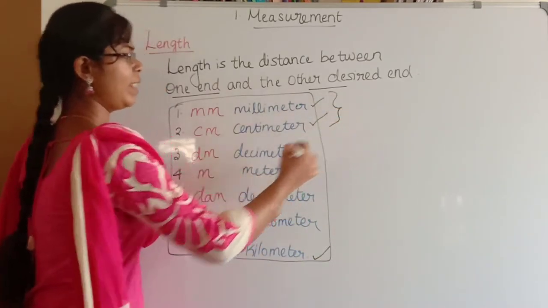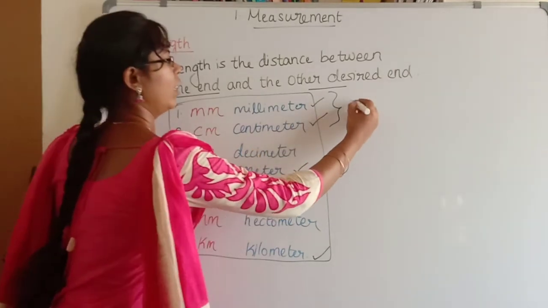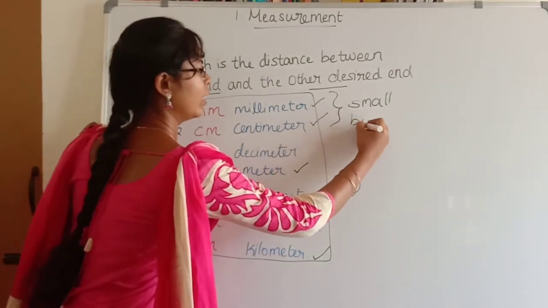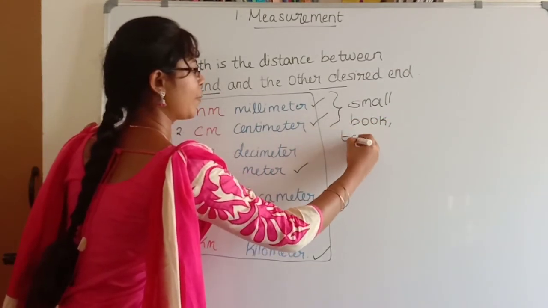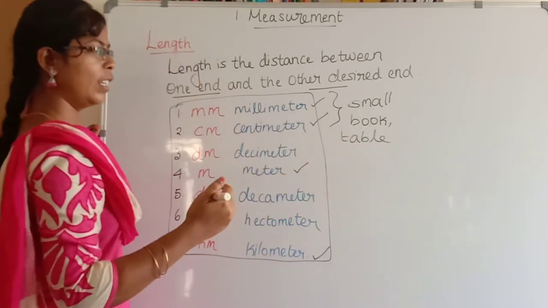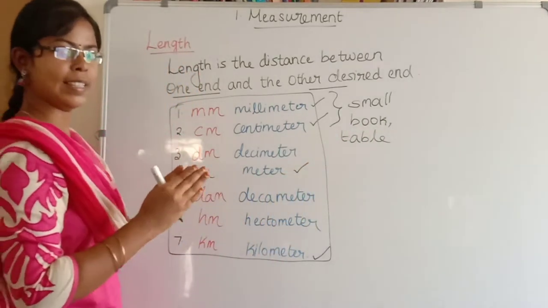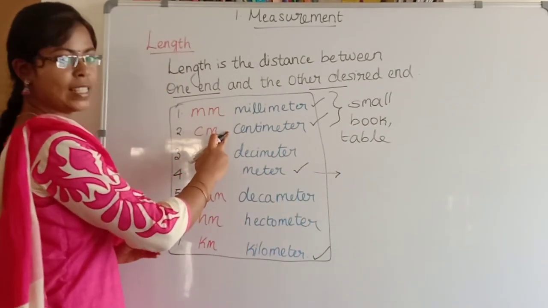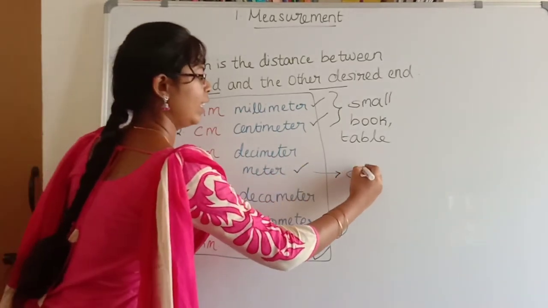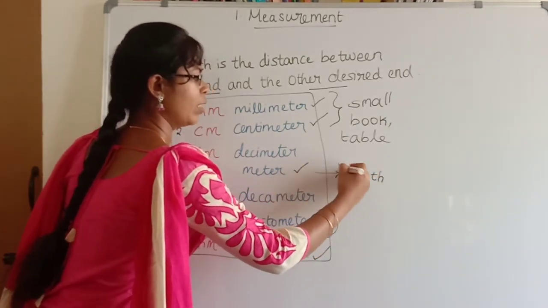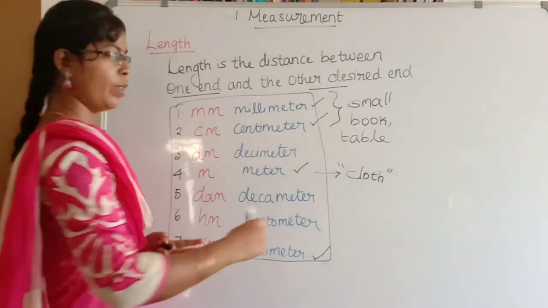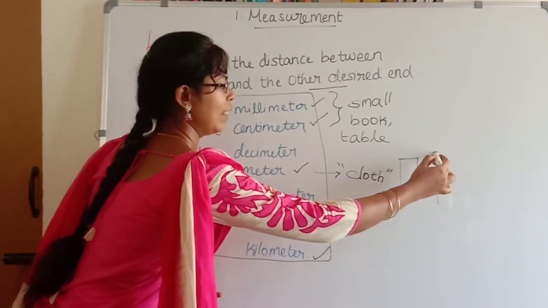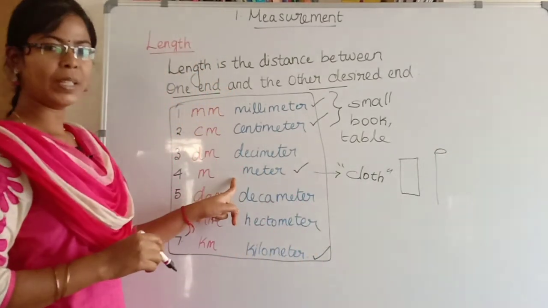Millimeter and centimeter we use for very small distances, like for measuring a book, a table, or something which is less. Meter is greater than millimeter and centimeter. For example, in a textile shop they measure the cloth, or to measure the height of a building, or to measure the lamppost length, they use meters.